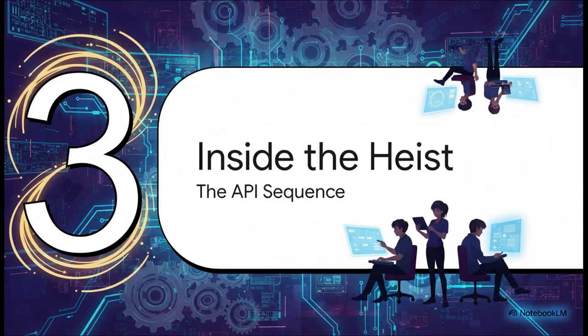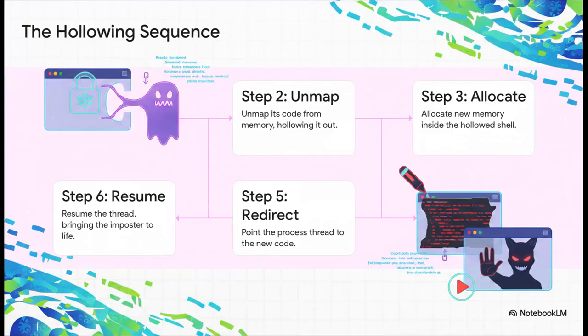So how do they pull off this digital heist? Well, the malware follows a very, very specific sequence of commands. It's like a precise recipe, and the crazy part is, it uses Windows' own tools against itself. It's basically a 6-step operation. First, the malware starts a trusted program. Think your web browser. But boom, it freezes it instantly. Then, it just scoops out the program's original code. It carves out new space inside that now empty shell, writes in its own malicious instructions, rewires all the controls to point to its code, and then flicks the switch.